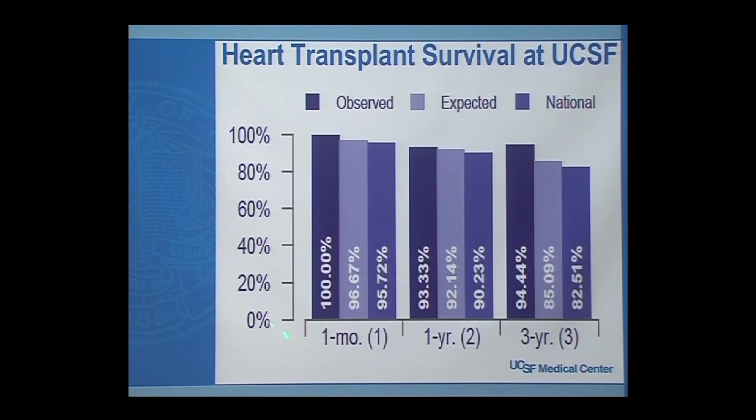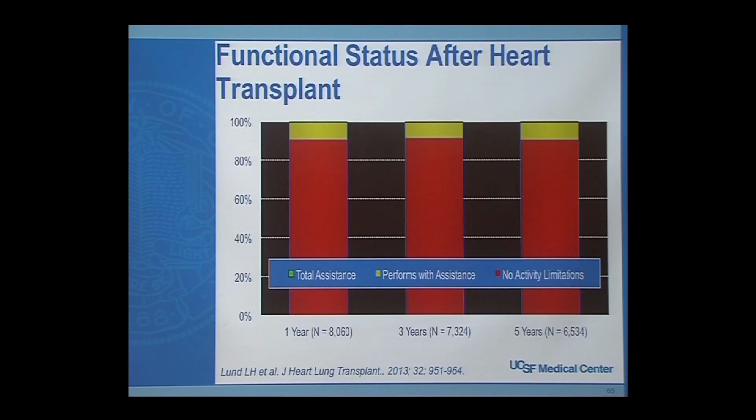So these are our data at 1 month, 1 year, and 3 years. And UCSF, it's here in the darker blue column. Again, we are better than the national average, so we're very proud of that.